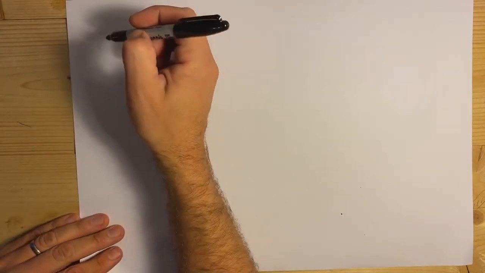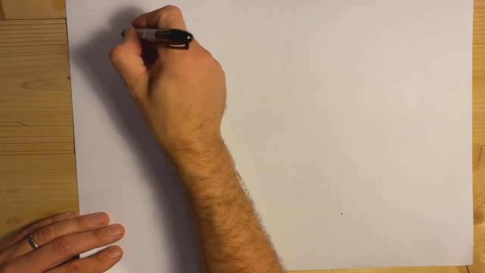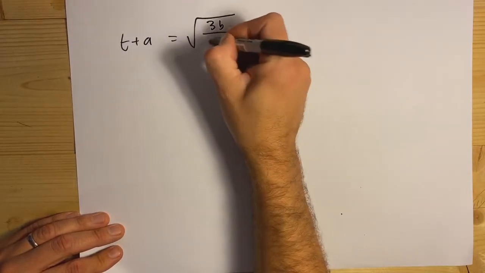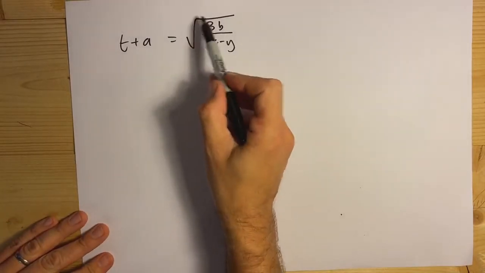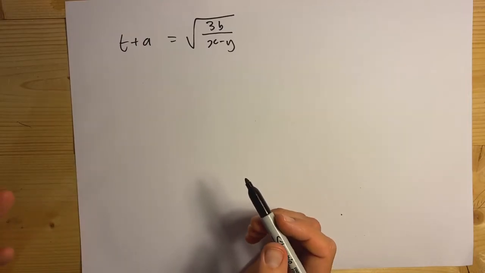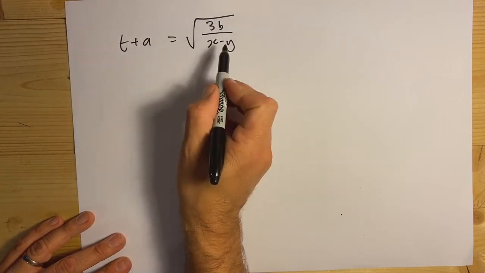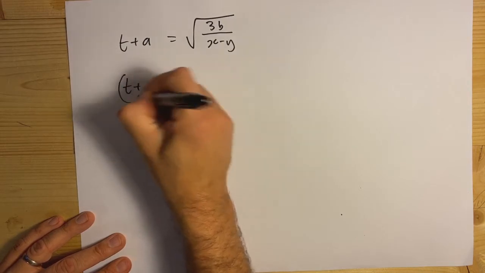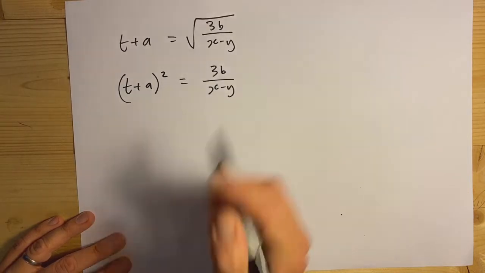Let's have a look at question 2, where we're rearranging to make x the subject. And I think we'll have a look at 2h. So this one was t plus a equals the square root of 3b over x minus y. Now, what we want to do is to get rid of this square root. The way to get rid of a square root is to square it. Okay, and what we do to this side, we have to do to this side. So we square this side, the square root goes away, but we have to square this side as well. So that gives us t plus a all squared equals 3b over x minus y.